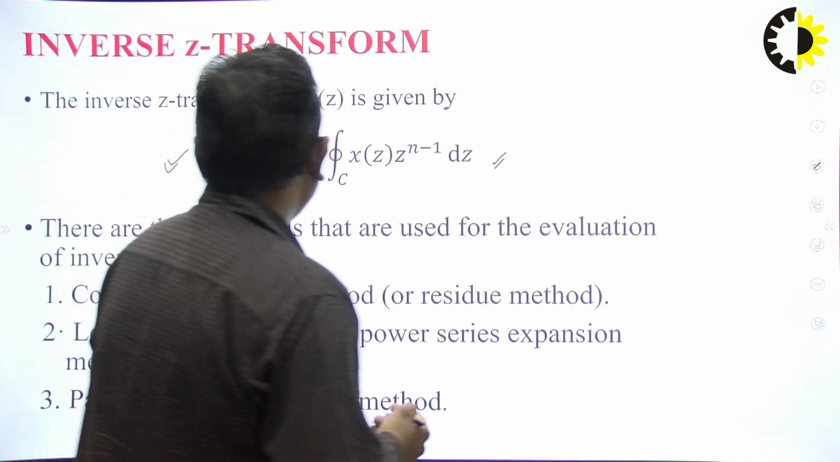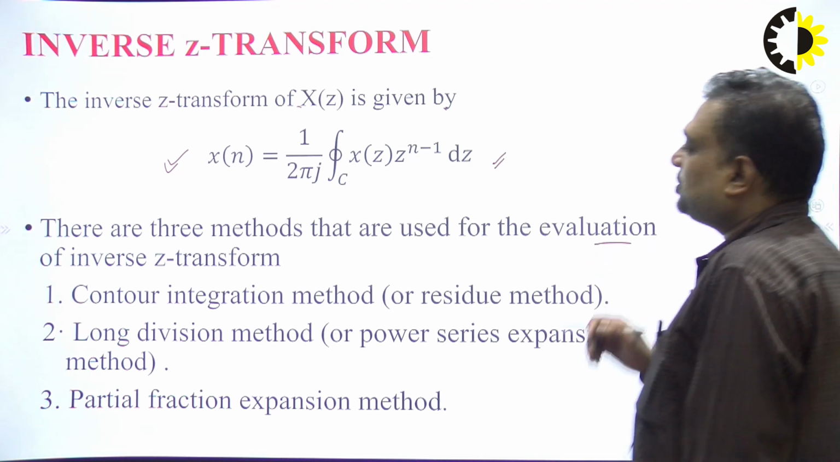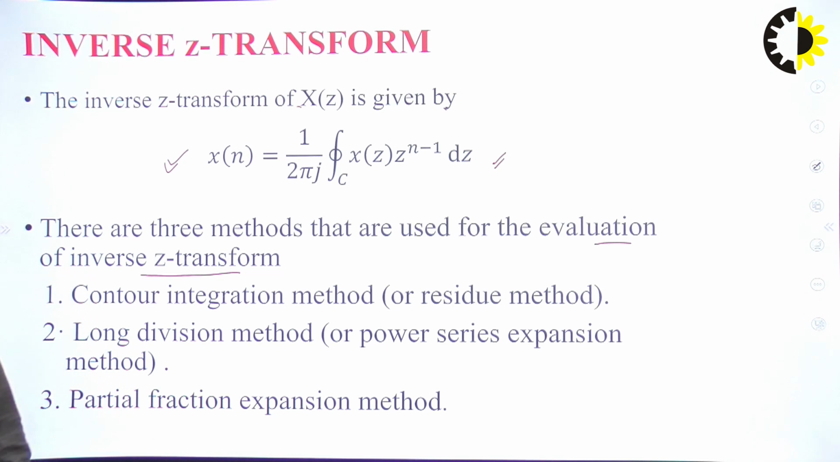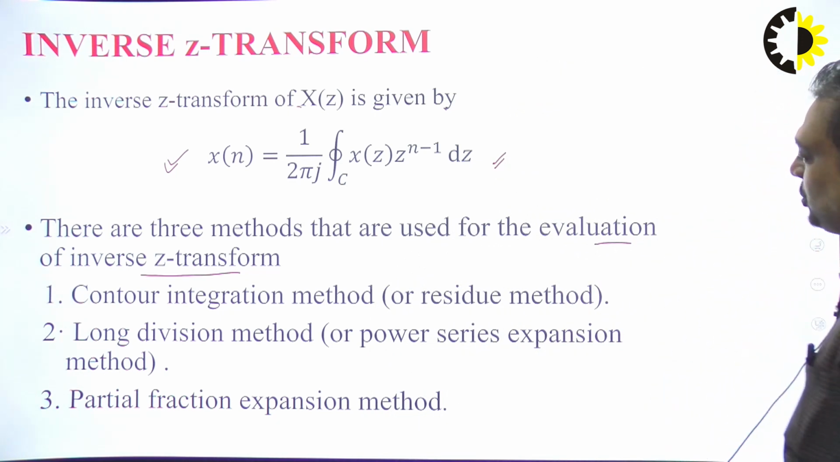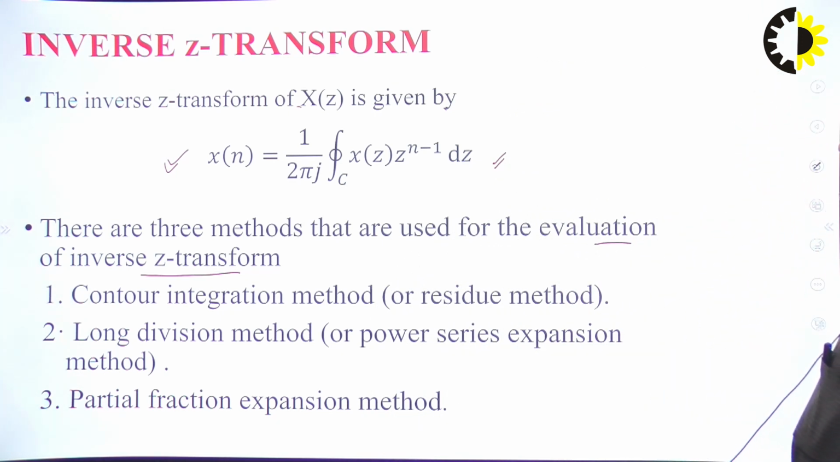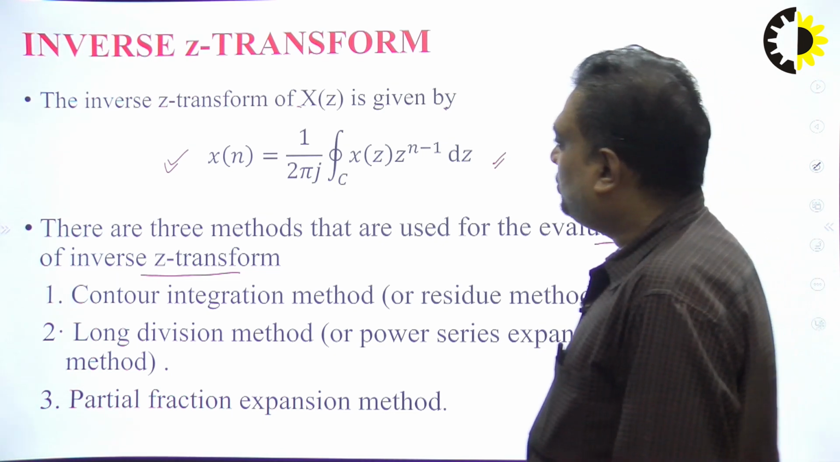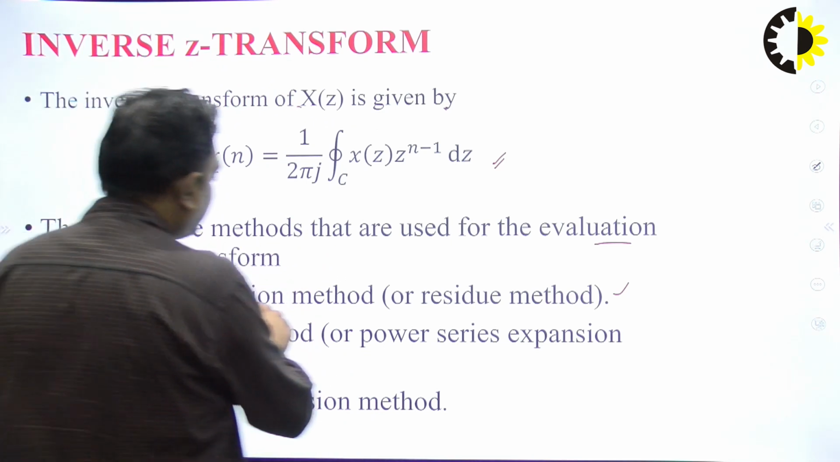There are 3 methods used for the evaluation of the inverse Z transform. The first method is the contour integration method. It is also called the residue method because in this method we use Cauchy's residue theorem. So the first one is the contour integration method, which uses this formula for finding the inverse Z transform.